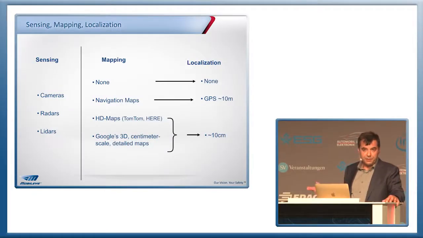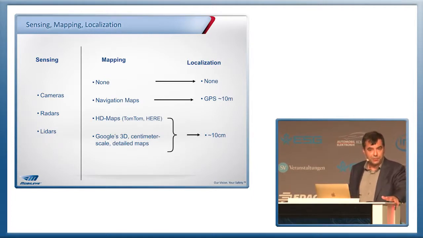There are navigation maps. These are the existing maps. And then there's the high-definition maps. The TomTom and HERE and others are talking about high-definition maps. And then there's the Google three-dimensional cloud of points type of map. So when we talk about mapping, we have to decide what we mean about mapping. And then there's localization.